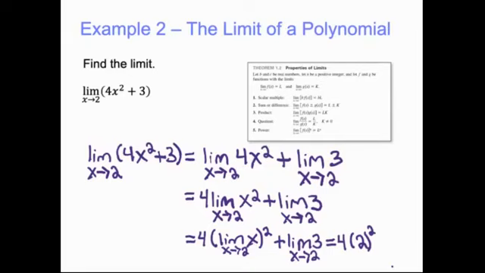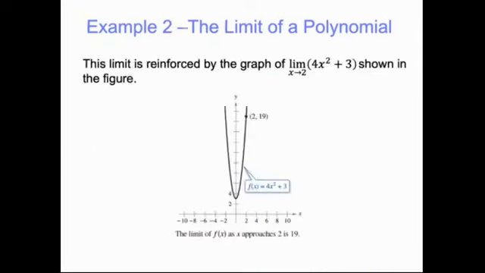And then for the second one, we have the limit as x approaches 2 of 3, which is a constant function. So we know that that's just going to be equal to the constant 3. And so we're going to get 4 times 4, which is 16, plus 3, which equals 19. And so the limit is reinforced by the graph shown in the figure. Notice that f of 2 is equal to 19, and that's just because this is a continuous function, so the limit value should be the same as the function value.